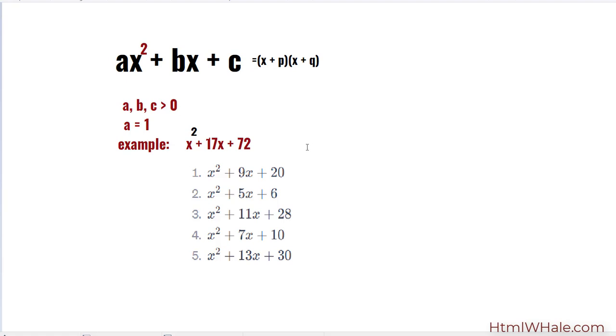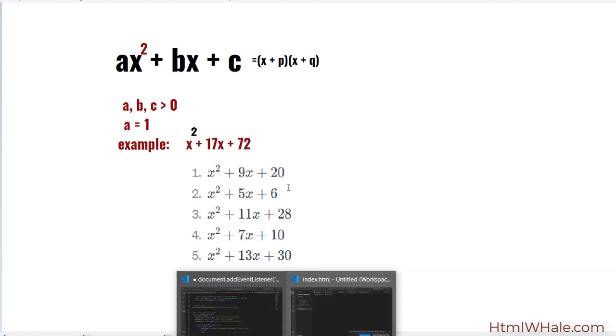With that in mind, I have given you examples of expressions that can occur. The first one is x squared plus 17x plus 72. This is a trinomial, and so on and so forth. All of these are possible candidates for this application. In fact, our application can handle all of these. So without any further ado, let me go to VS Code.